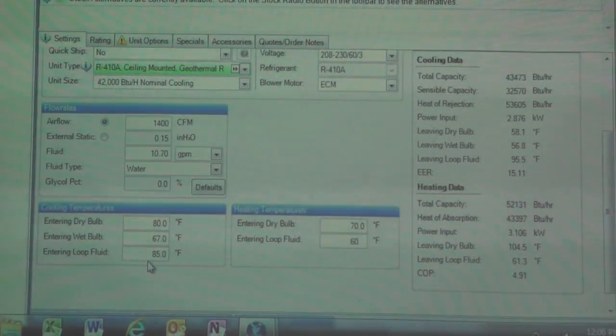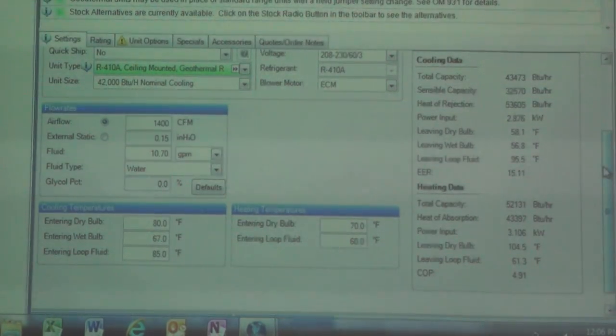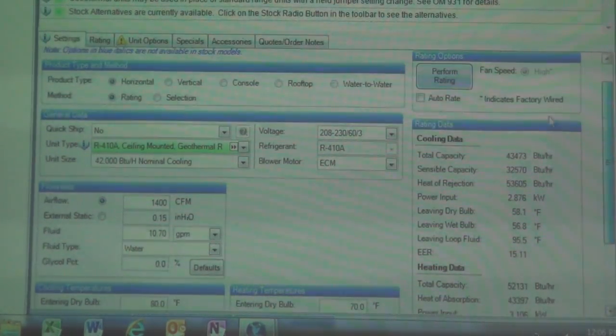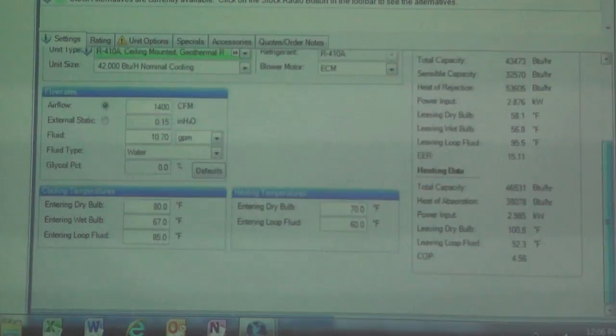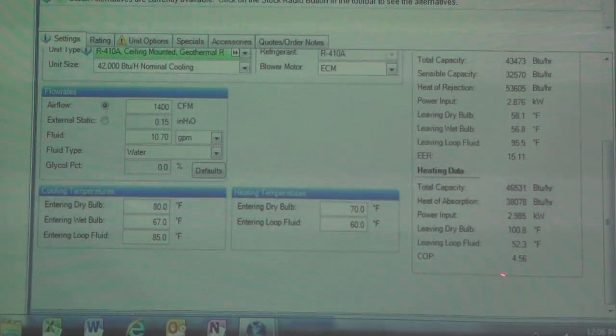55 degrees. And 54. Yeah, we did. We put 55 for dry bulb and then 54. No, that was for heating. Well, no, that's on the cooling rate. Let me just put 60 in the heating. So we're talking about what temperature the loop is on the cube. And I'll hit rate. And now we can look at the heating mode, or the heating data.